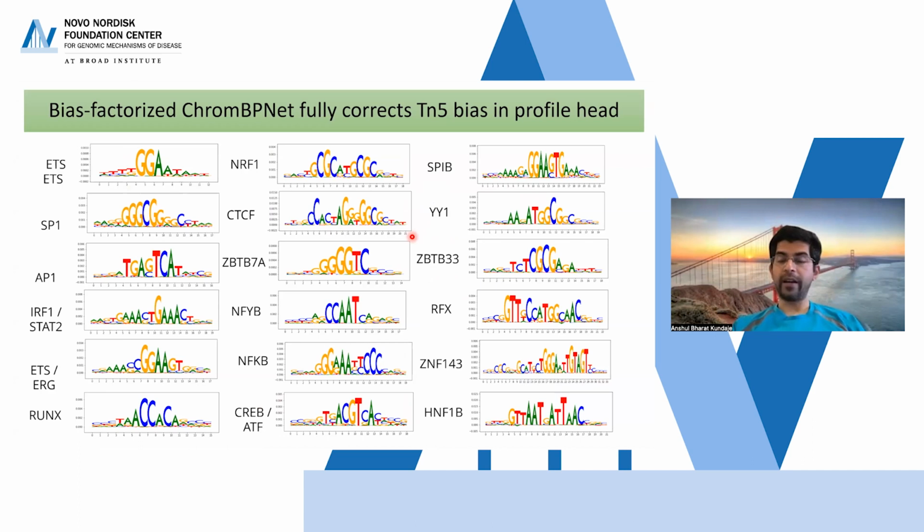This is the profile head. You do not see any Tn5 bias, all gone, right? It looks great. And all classic motifs, and now the count head and the profile head exactly agree. You see the exact same motifs from the 2 heads, which is nice.